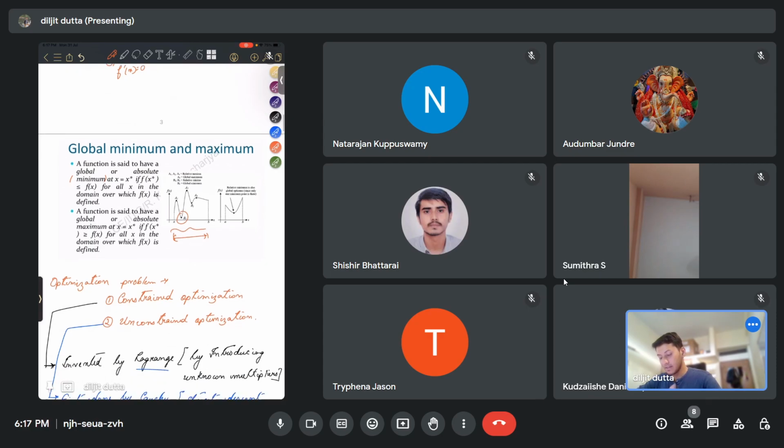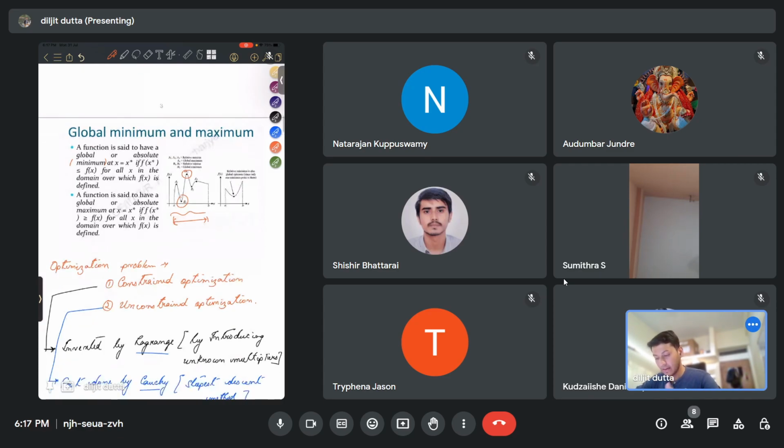Similarly, a function is said to have a global maxima if f of x star is greater than f of x for all x in the domain. In this case, at a2, f of x is greater than at all other points. So a2 is the global maxima. The other points, a1 and a3, are called relative maxima. Similarly, b2 is called the relative minima.